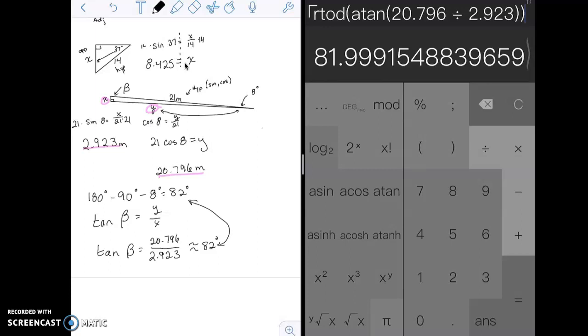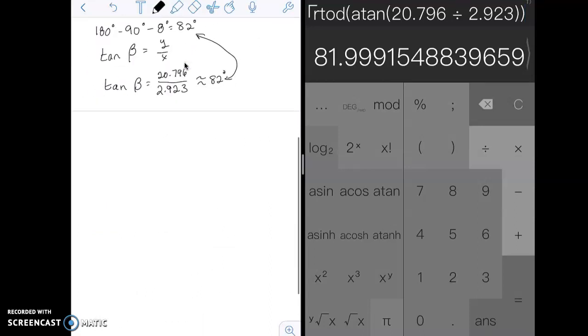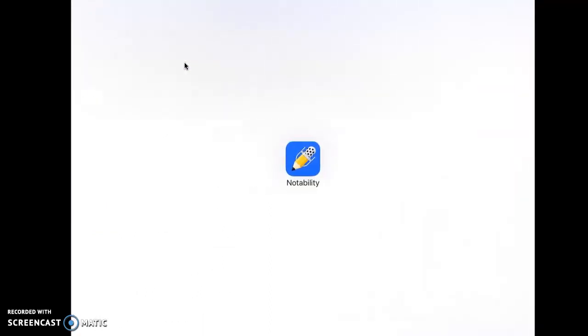Let's check our objectives for the day. We found the length of a side. We proved using sine and cosine that the lengths of a side of a triangle are correct. And then finally, we're going to find the perimeter. So this is our last problem.